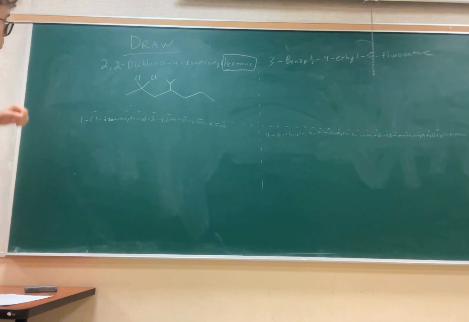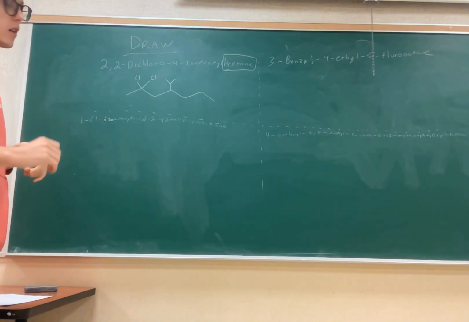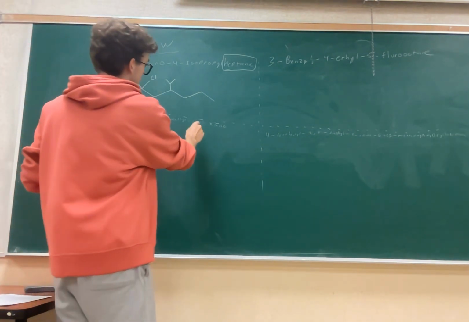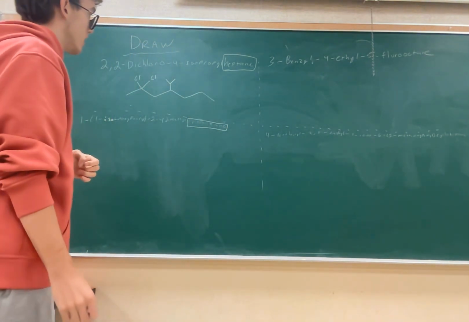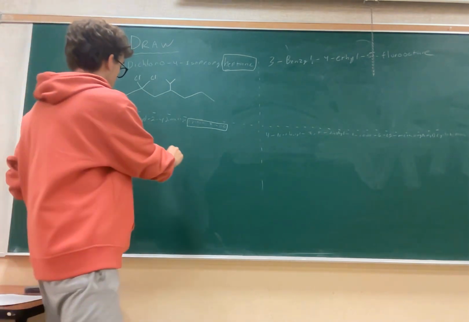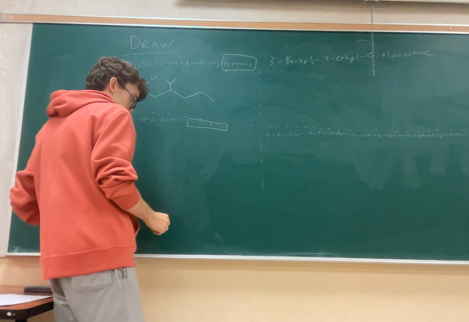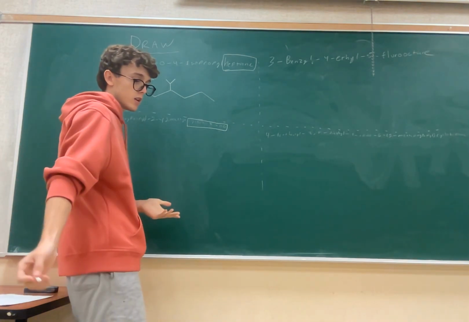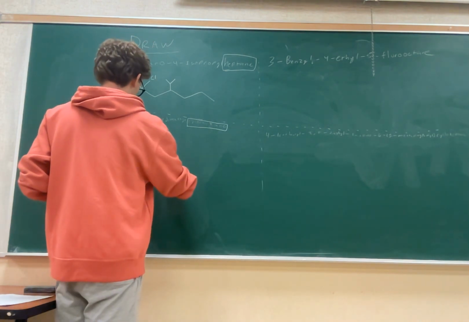All right, now we'll go to this one here. If you can't read it, it's 1-(1-isobutoxypropyl)-2,4-dimethylcyclohexane. So how do we draw this one? Well, we have the ending cyclohexane. Cyclohexane means that it's a 6-carbon ring, like a butane ring, but with no double bonds, it's just a 6-carbon ring.